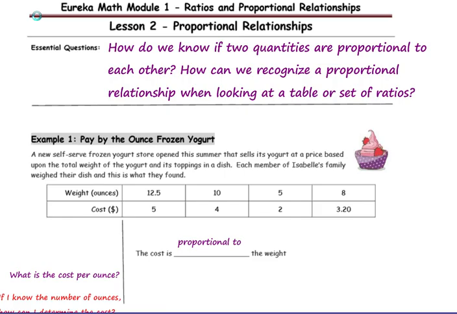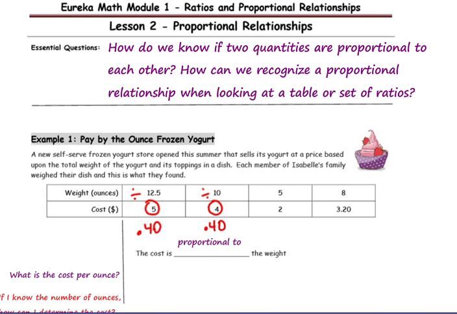What this means is everybody will be paying the same cost per ounce, and we know this because we can divide the cost by the total ounces, and it will tell us how much that person paid per ounce. So the cost per ounce in the first set of numbers, 5 divided by 12.5, gives us 40 cents. In the second set, we have 10 ounces for $4. $4 divided by 10 ounces equals 40 cents per ounce.